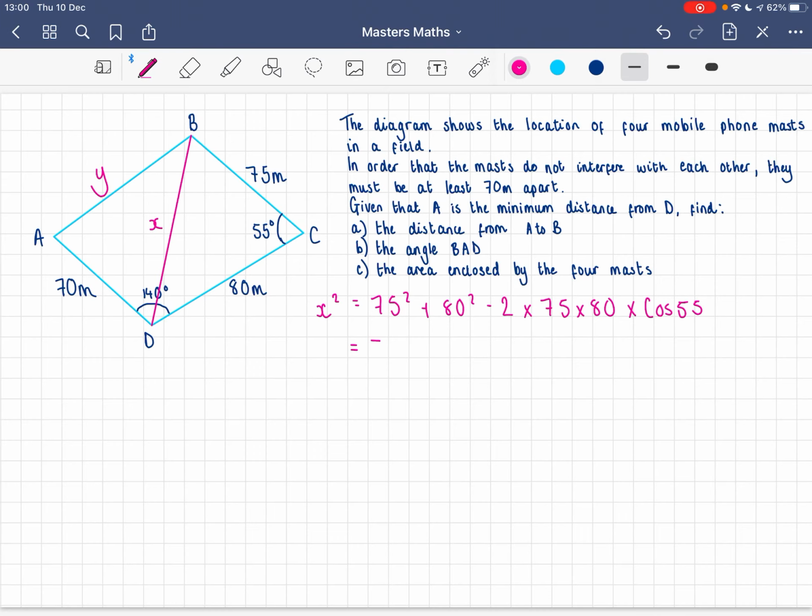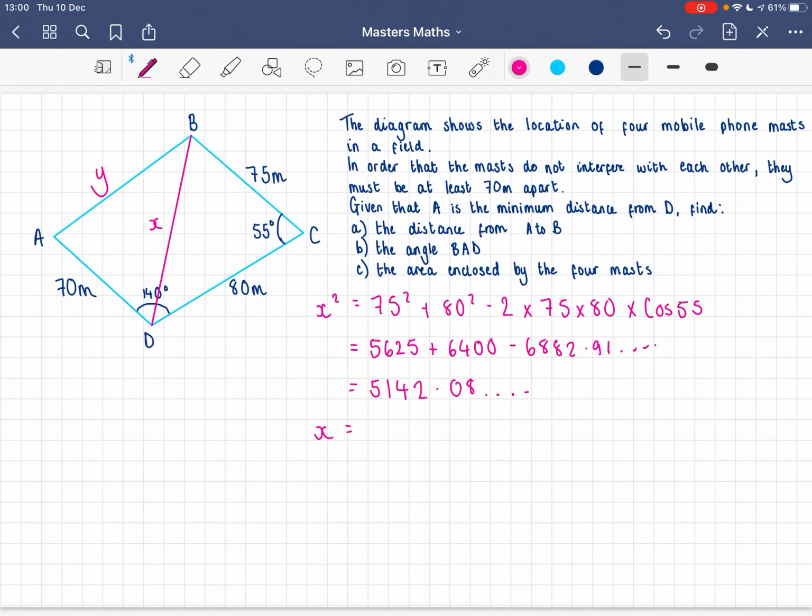Let's work some of it out. 5625 is 75 squared. 80 squared is 6,400. Minus 2 times 75 times 80 times cos 55 gives me 6882.9 and all of that. Without deleting that from my calculator, I'm going to simplify it. So I have 5625 plus 6,400 minus that answer gives me 5,142.08, and again a really long decimal.